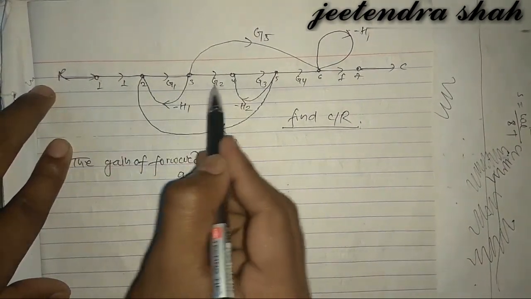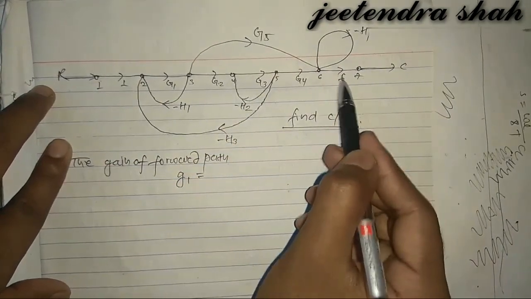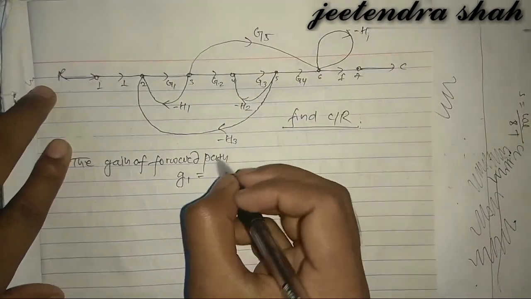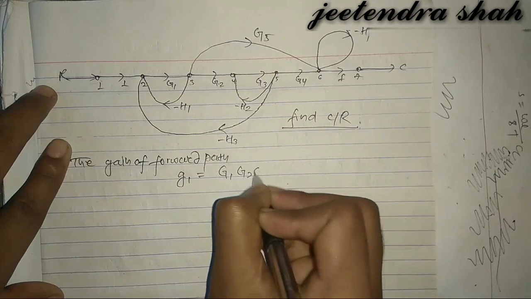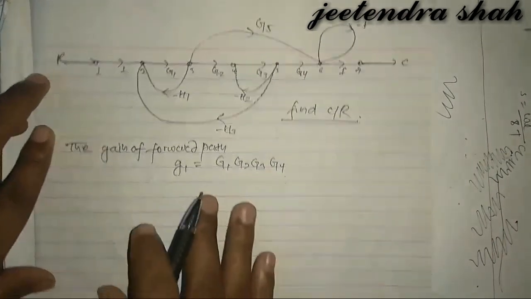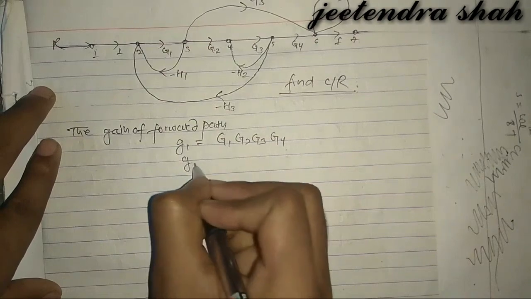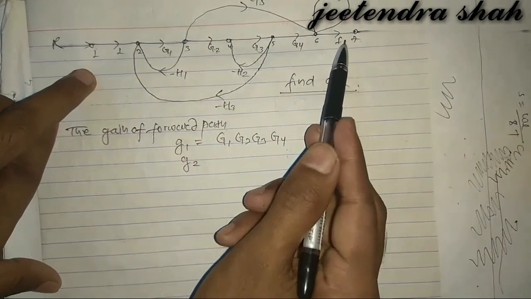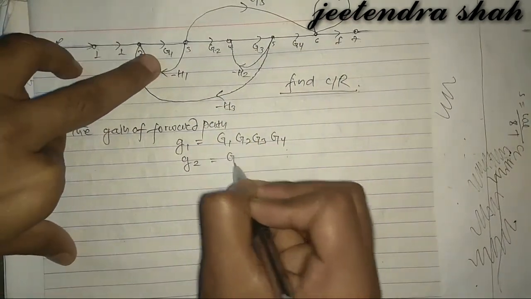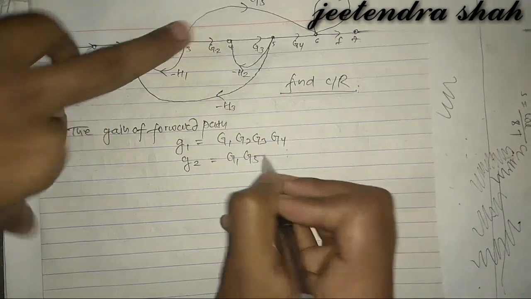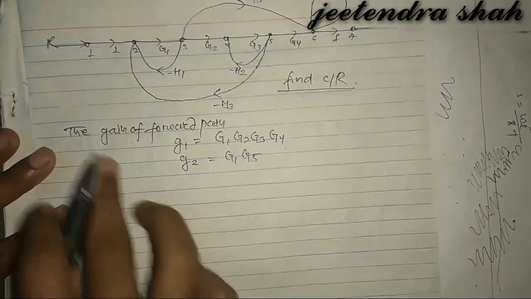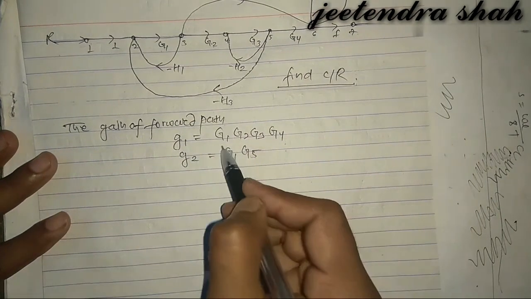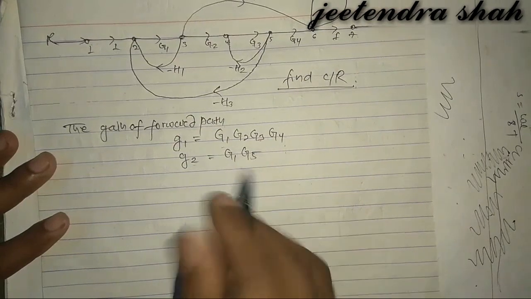The first forward path is 1 into G1 into G2 into G3 into G4 into 1, so finally we get G1 G2 G3 G4. We also take the forward path here, which gives us 1 into G1 into G5 into 1, so P2 is G1 into G5. We have no other forward path. So altogether we have two forward paths: P1 equals G1 G2 G3 G4 and P2 equals G1 into G5.